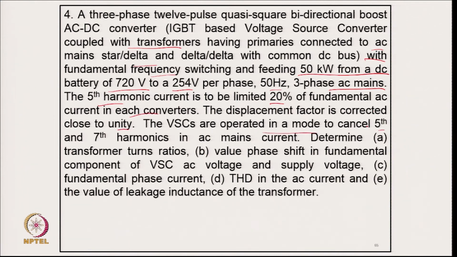The VSCs are operated in a mode to cancel fifth and seventh harmonics in AC mains current. Determine A, the transformer turns ratio, B, the phase shift of the fundamental component of VSC AC voltage and supply voltage, and C, the fundamental phase current, and D, the total harmonic distortion of AC mains current, and then E, the value of leakage inductance of the transformer.